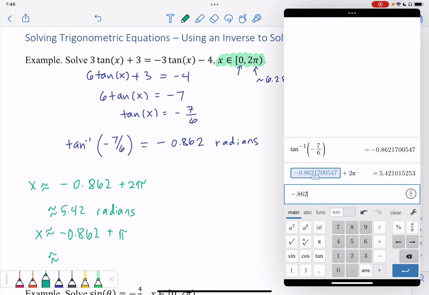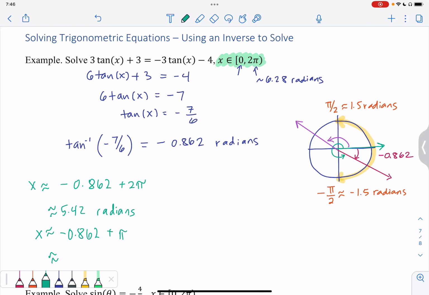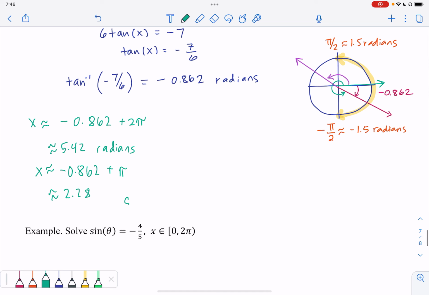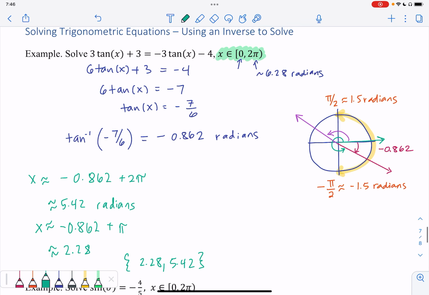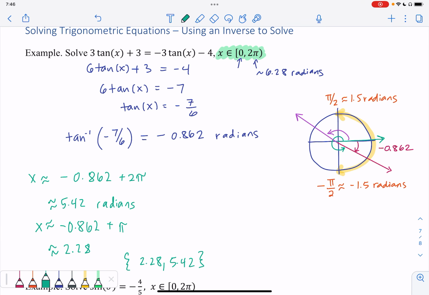0.862 plus pi, 2.28. Okay, 2.28. So my solution set is going to be 2.28 and 5.42. And so those are the angles in radians. I notice that they do satisfy my interval, which is 0 to 2 pi.